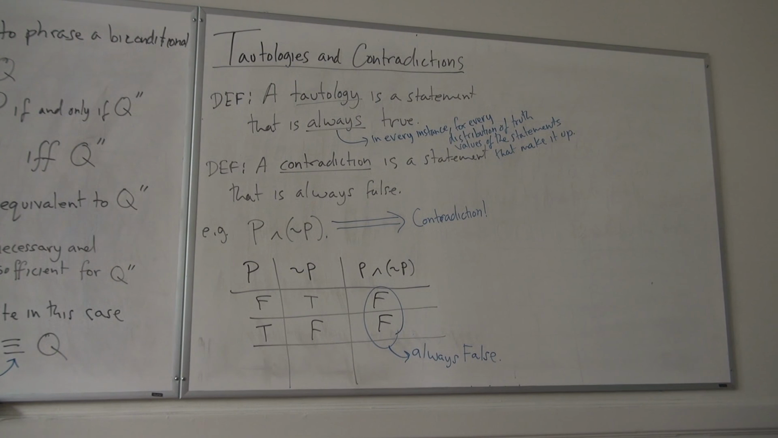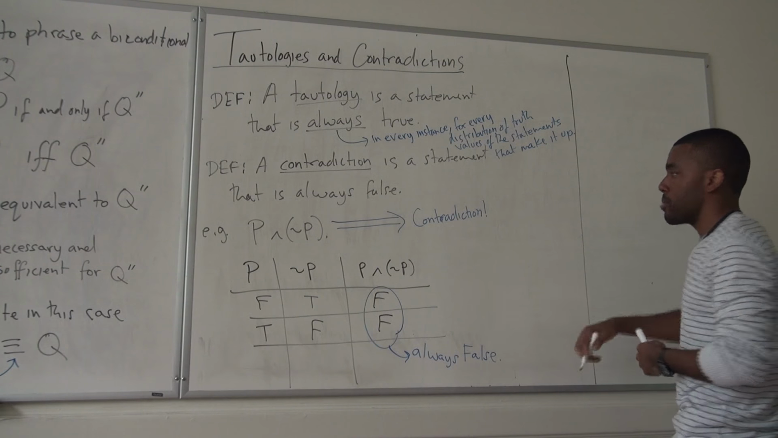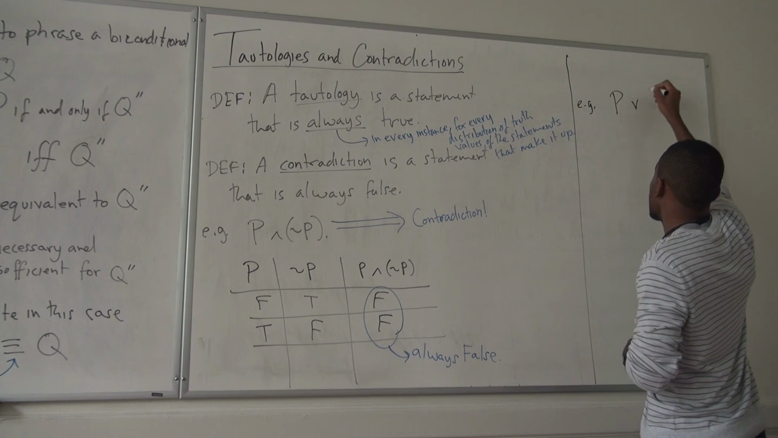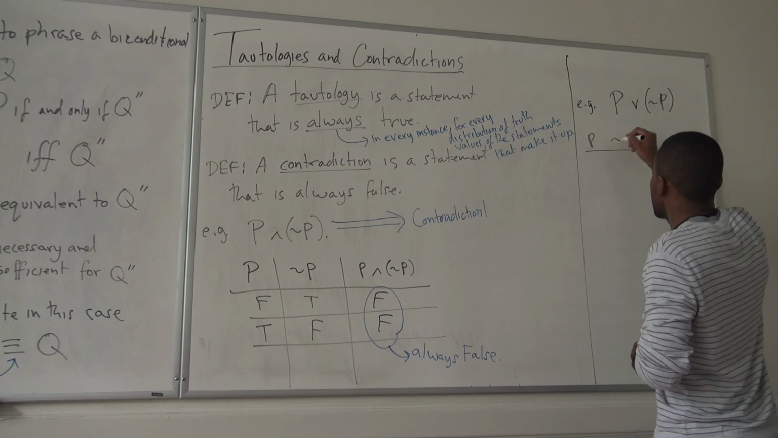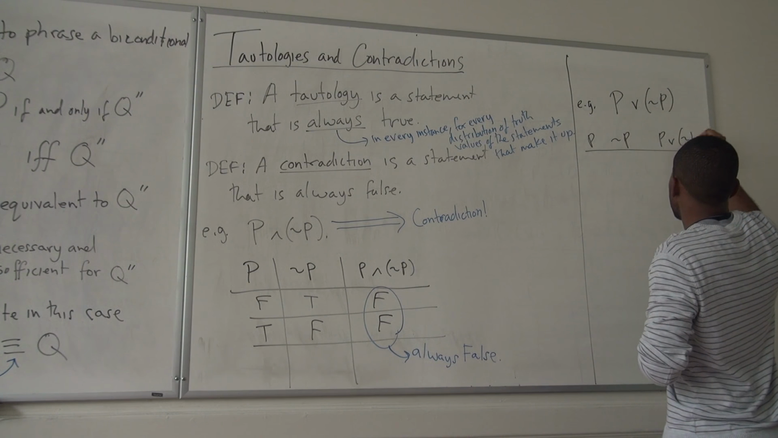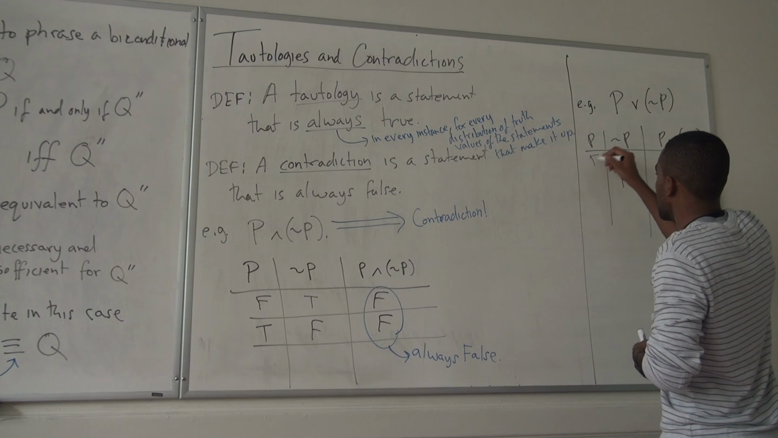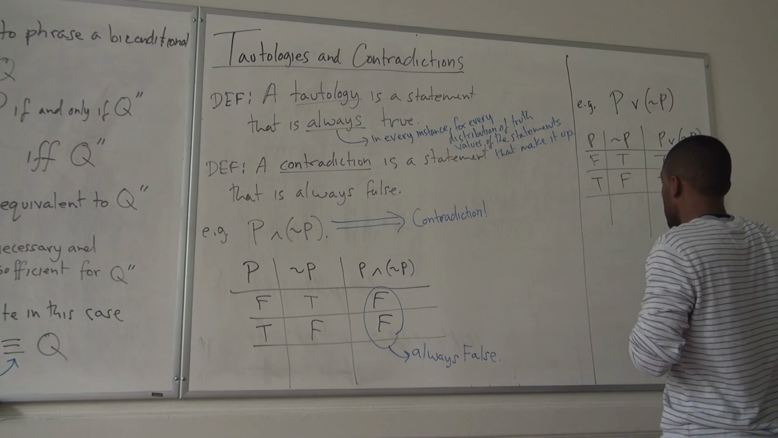Yes, that is, I didn't write that example, but that's actually a good example to write down, because that is something that you'll see me use in proofs sometimes. If you have P or not P, then you have P, not P, P or not P. This would be true, false, false, true. Then this will actually be true and true. This would be a tautology.